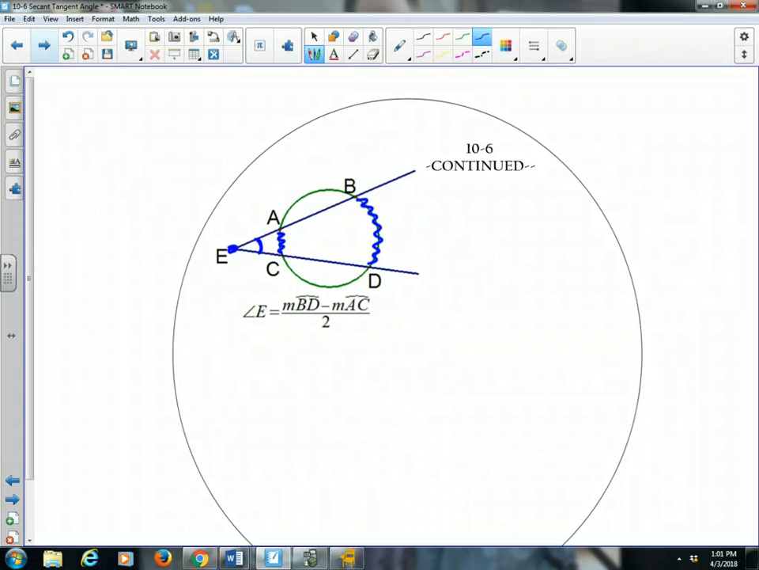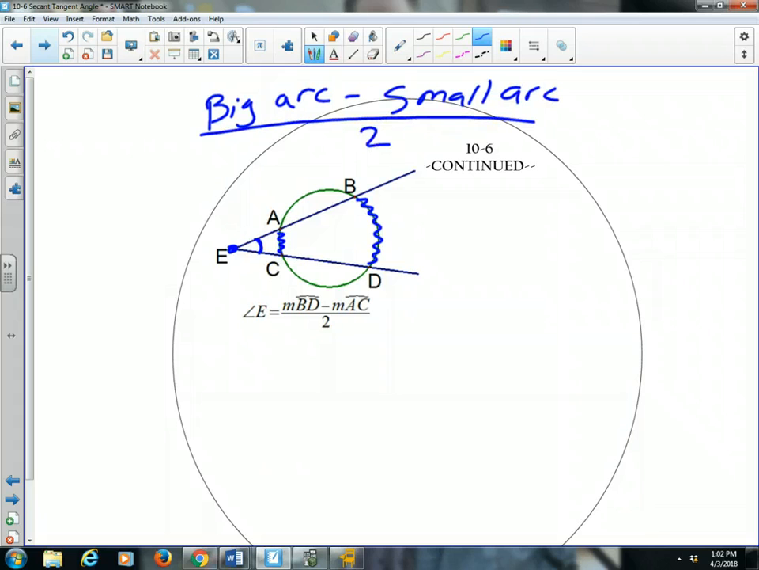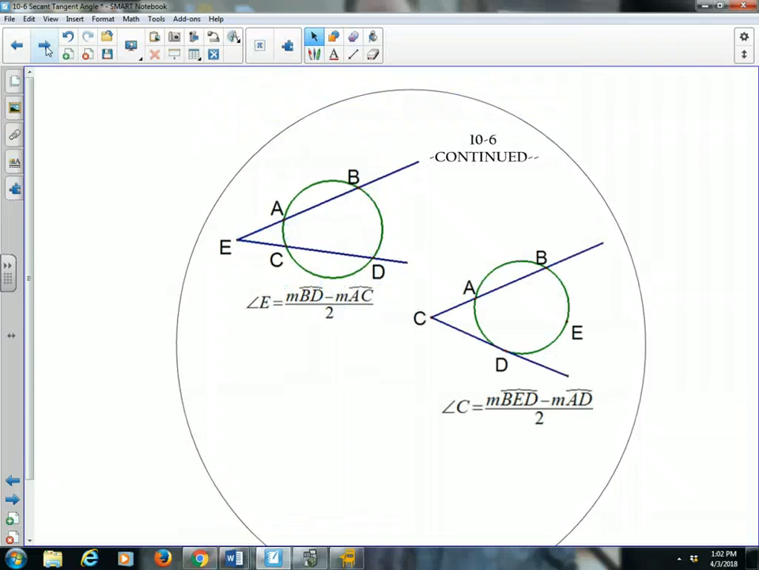So what we're going to really have on this whole circle class is it's going to be big arc minus the small arc, and then we're going to divide that by 2. And that's how we get the angle when the angle is outside the circle. So here's the big arc BD minus the small arc AC divided by 2. That's when 2 secants intersect outside the circle. And we're going to find the same thing for the next one.